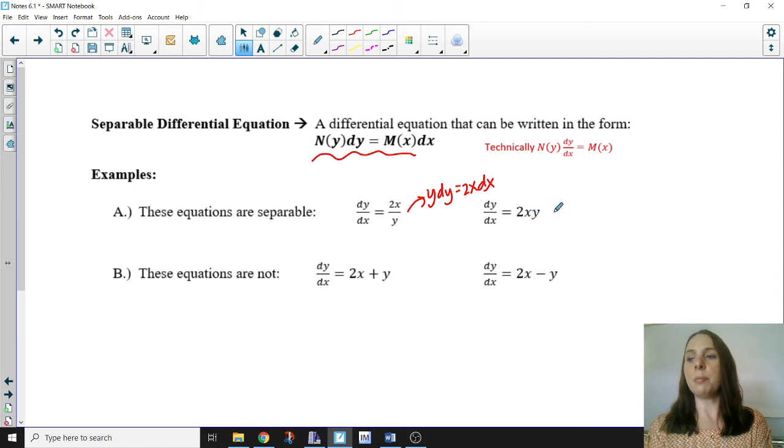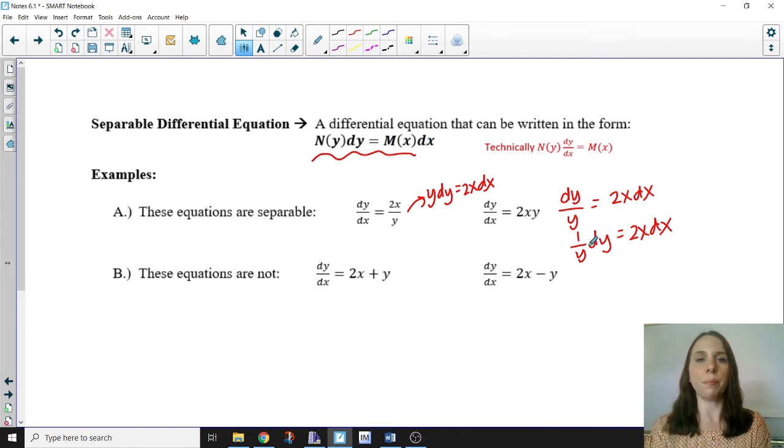This one is also separable. It's just going to look a little bit different because I have to divide both sides by this y and again multiply by the dx. So this one would look like this: dy over y is equal to 2x dx. And technically that's of this form because I could pull the dy over to the side and write it as 1 over y dy equals 2x dx. So it matches up with this form, and that's how I know that it is separable. These ones are not separable because what I would have to do to move the y over to the other side is subtract it.